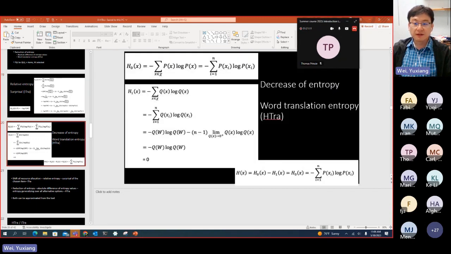So from a different perspective, if we have the decrease of entropy, or the absolute difference of entropy levels between two mental states, we can get the initial entropy at the activation stage and the eventual entropy H1. And some mathematics will show that the H1 perhaps is 0, and H1 minus H0 minus H1 is simply H0, which is exactly the same as the equation for word translation entropy. And in the CRITT database, it is approximated by HTra. This means that the decrease of entropy would be approximated by the HTra value.